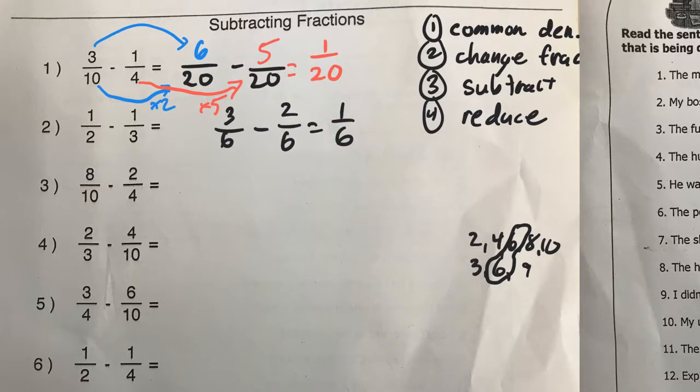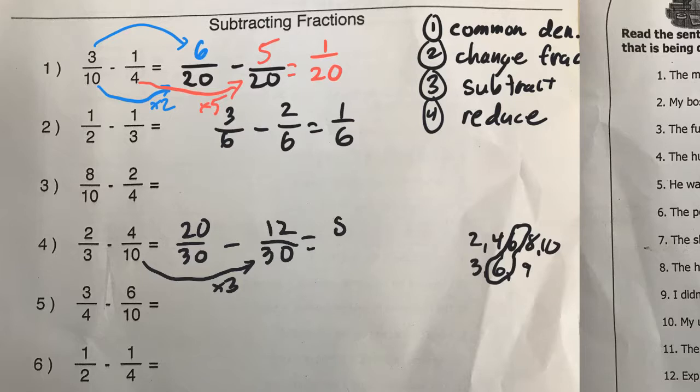Let's do one where we do need to reduce. How about, I'm not totally sure, but I think number 4 we're going to need to reduce. So first of all, thirds and tenths, our common denominator is going to be 30ths. 2/3 equals 20/30ths. To go from 10 to 30ths, I multiply by 3. So 4 times 3 is 12. And that's going to give me 8/30ths.